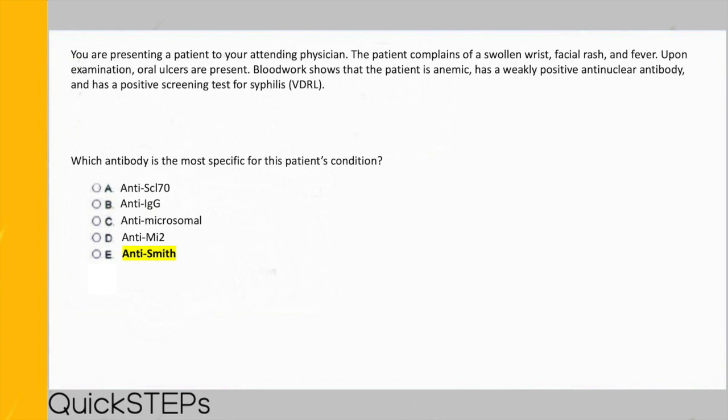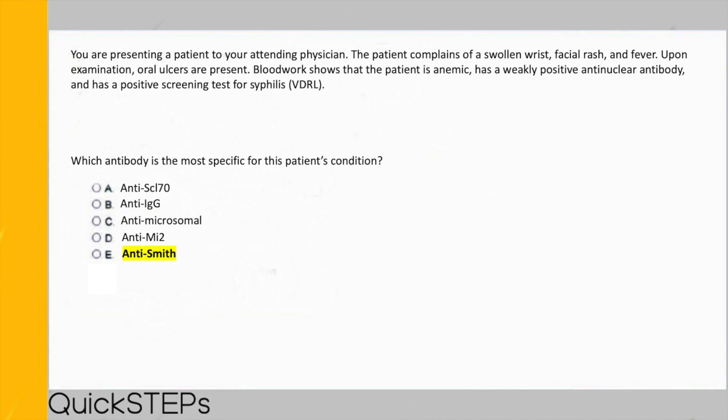Lupus can present with joint pain, that facial rash when you go out into the sun, right? It spares the nasolabial folds, but it kind of goes on the cheeks and the nose. You can have oral ulcers. The patient's anemic because in this case, the anti-double-stranded DNA or anti-Smith antibodies target the cells that are circulating throughout the body, which causes the anemia. Patient has a weakly positive ANA. Well, we know that that's not specific for a lot, but it does bring us towards lupus because that is one of the conditions in which ANAs are present.